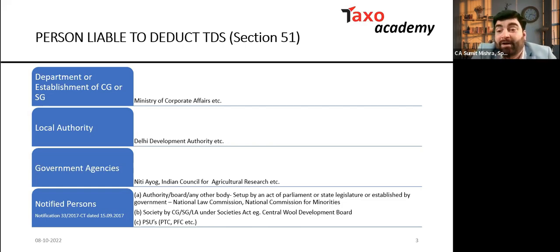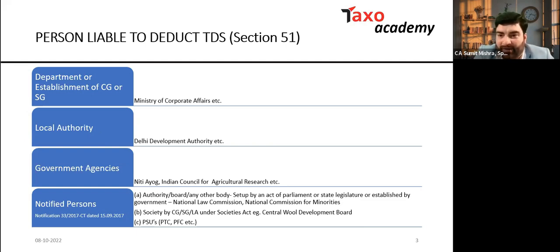Like departments, as I said, many departments of the government are not supposed to take registration under GST because they are not supposed to pay GST on their supplies. So in that scenario, the government has brought them into the ambit of TDS. Now, even if a government department is not supposed to take GST registration for regular supplies, it has to take registration to comply with the provisions of TDS.